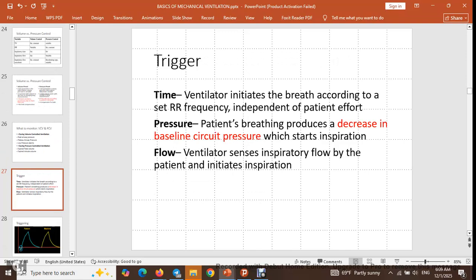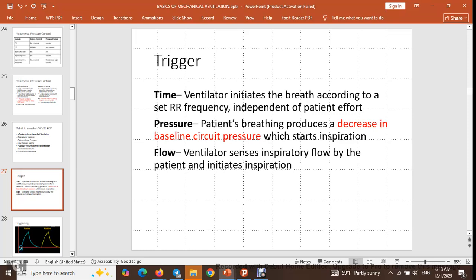Okay, so the other most important things are trigger, limit, and cycling. Trigger can be time trigger, pressure trigger, or flow trigger. Time trigger is when the ventilator breathes at a constant respiratory rate, and it's independent of the patient's effort because it's scheduled within the time. This works in patients on neuromuscular blockade, in comatose patients, who are not in spontaneous breathing.